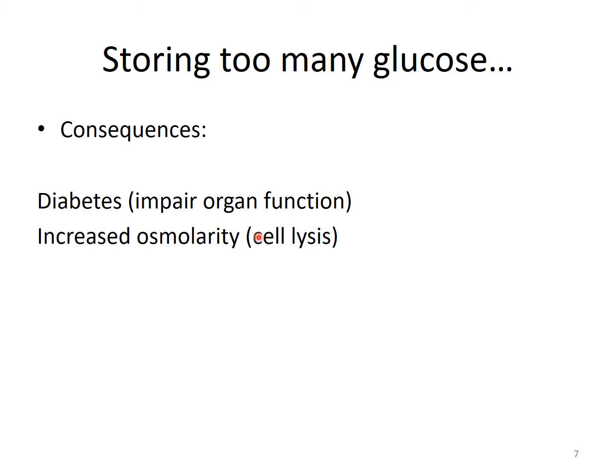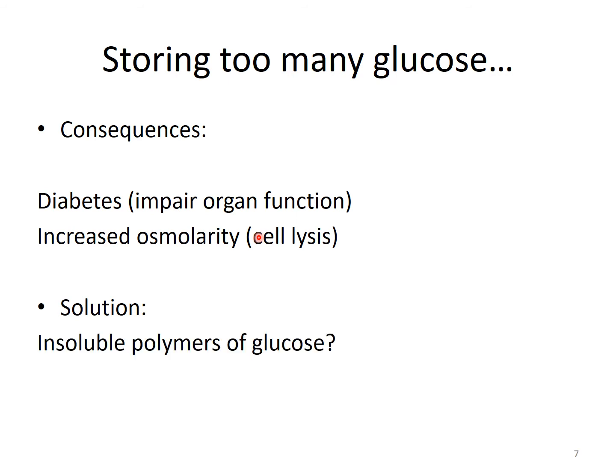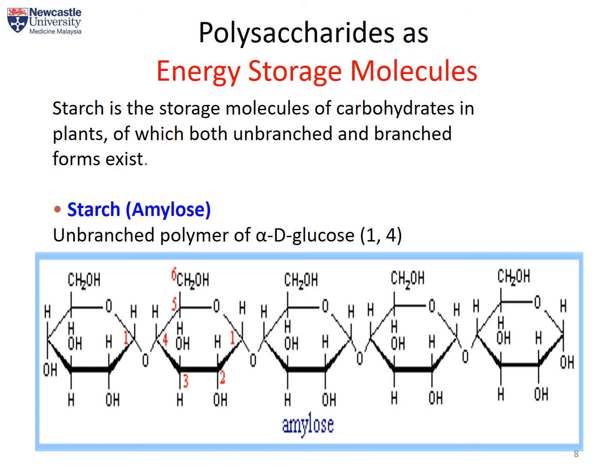So, what is the solution? Well, why not store the soluble glucose in the form of insoluble polymers, such as starch and glycogen? Because they are insoluble, they are not going to increase the osmolarity, and therefore there will be no cell lysis. This is exactly what we observe in nature. As a result, you have polysaccharides acting as the energy storage molecules. So in plants, starch is the energy storage molecule.